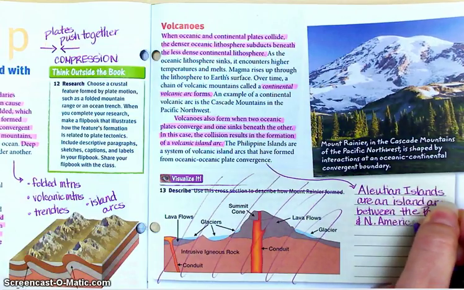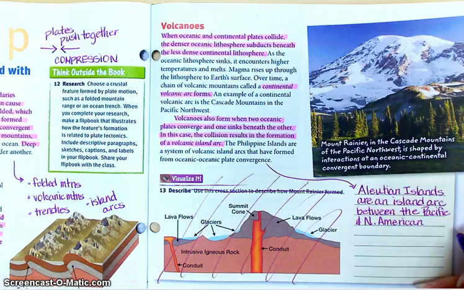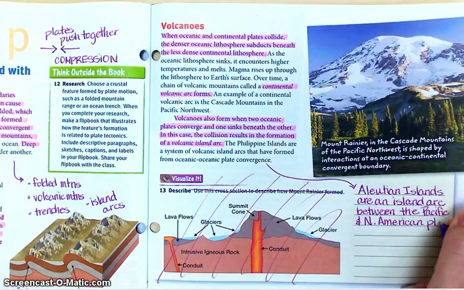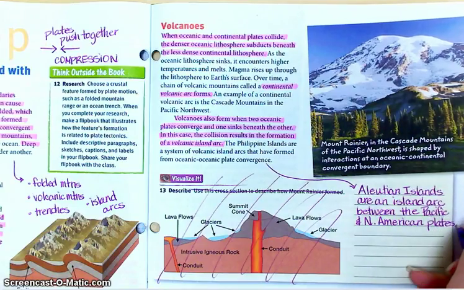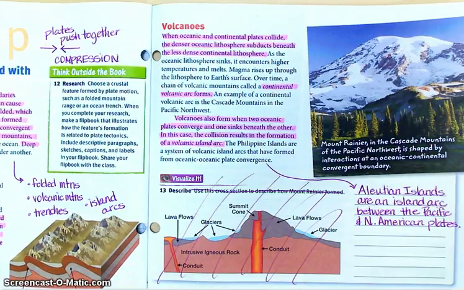Okay, so the Aleutian Islands are an island arc that was formed because the Pacific and the North American plates are converging. And I'll show you where that is in just a minute. All right, so we're going to go back to the map. This map is actually in Lesson 1. And I need to show you where the Cascade Mountains are, the Philippine Islands, and the Aleutian Islands. So here we go.